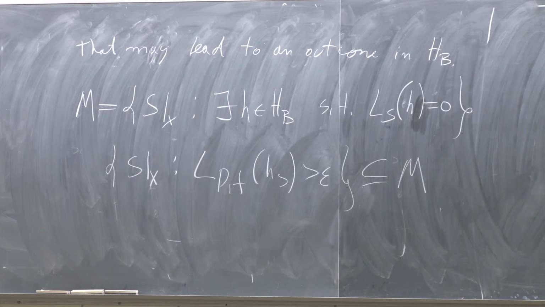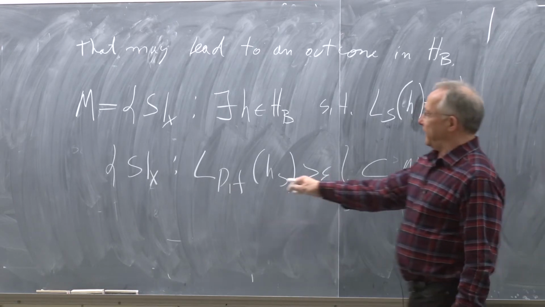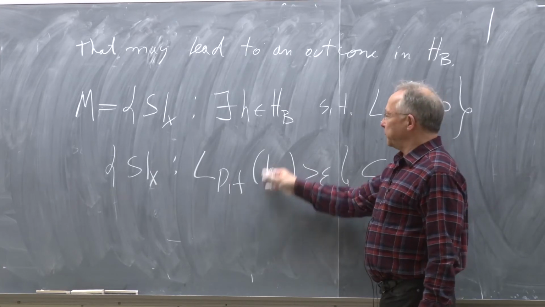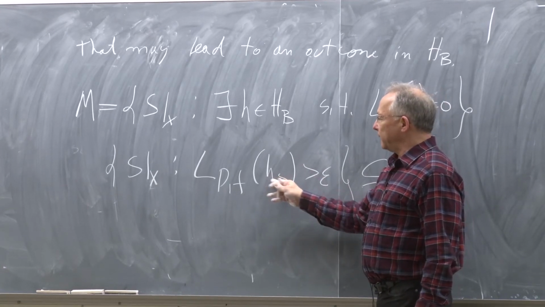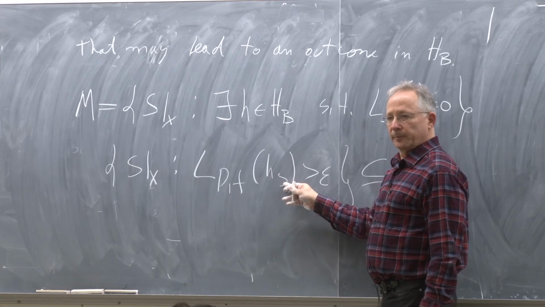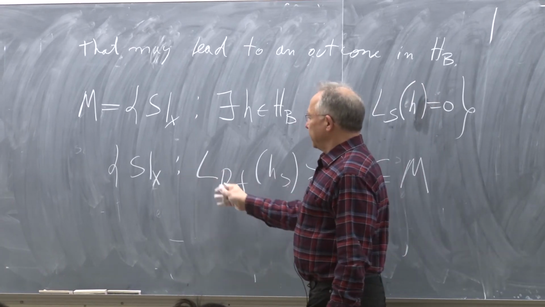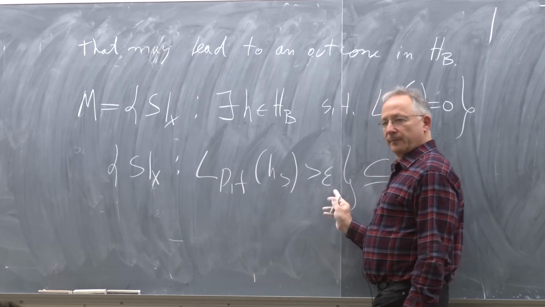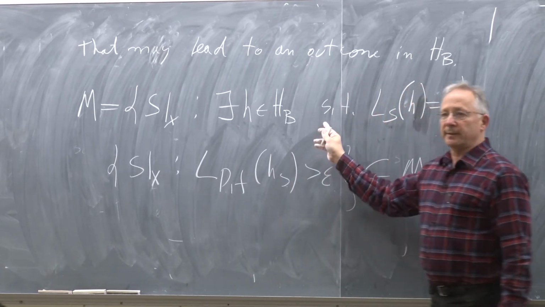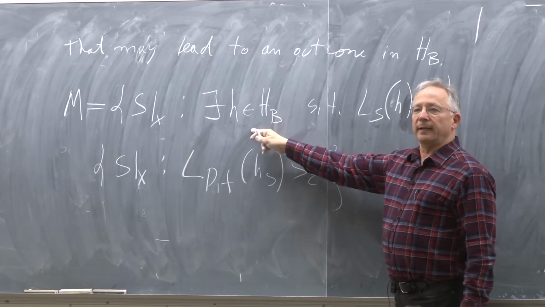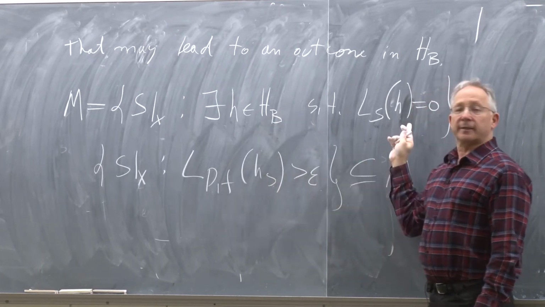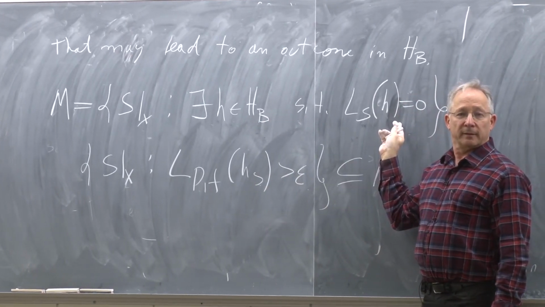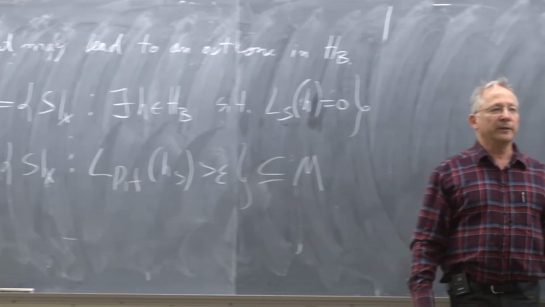So let us recall what each of them is and why they are different. This is all the S's that will lead my learner to output a bad hypothesis. This is the hypothesis my learner will output. So these are all the samples such that the output of my learner is going to be bad. And these are all the samples for which there exists a bad hypothesis that looks perfect on the sample. So why are they not the same?